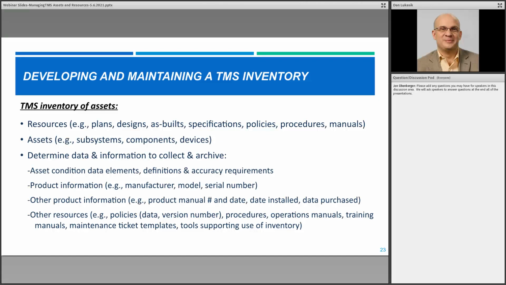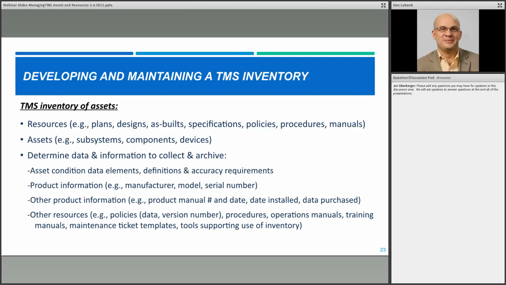What kind of condition data are we going to get? What are the accuracy requirements for the devices? What is the product information? Make, model, serial number. What's the other product information? When was it installed last? When was it purchased? That's valuable information to know. If a component is 10 years old, it may be very much at the end of life or past it. We need to know that information.